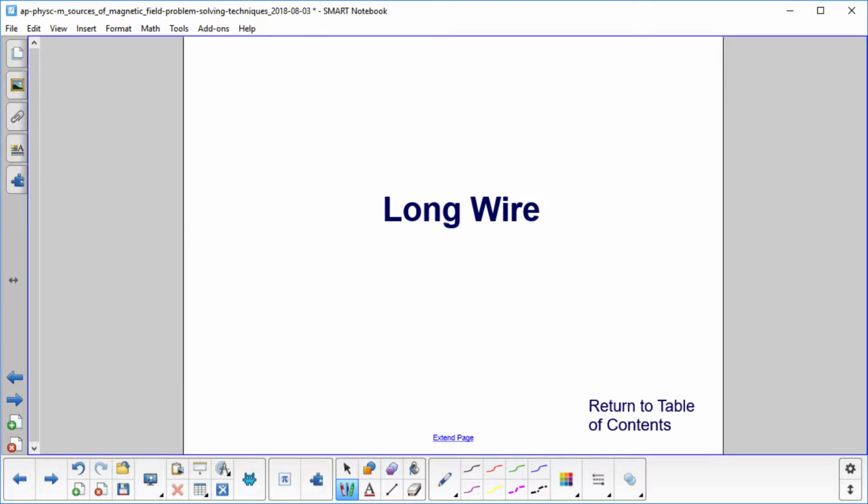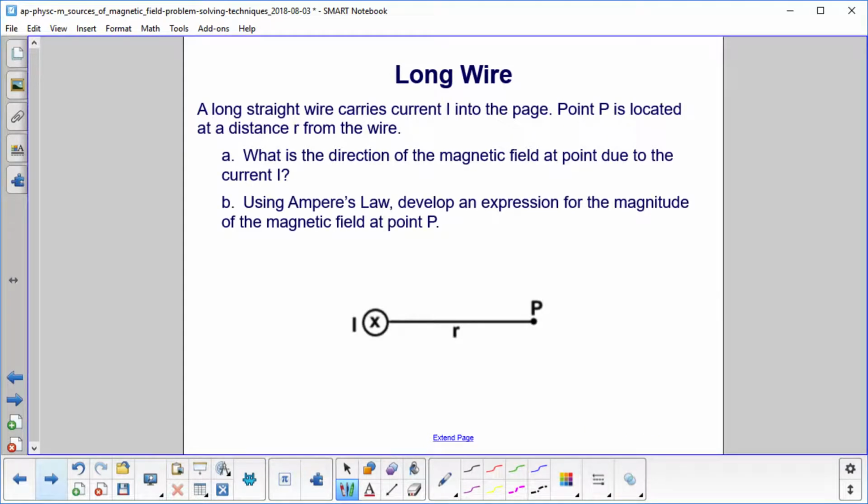Long wire. A long straight wire carries current I into the page. That's right over here. Point P is located at a distance r from the wire. What is the direction of the magnetic field at point P due to the current I? Using Ampere's Law, develop an expression for the magnitude of the magnetic field at point P.